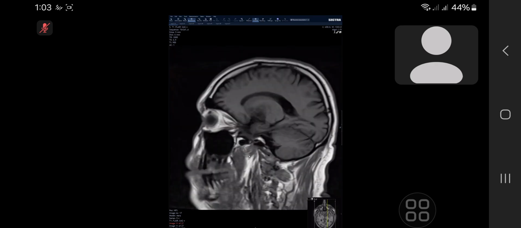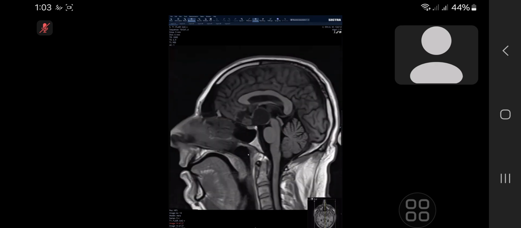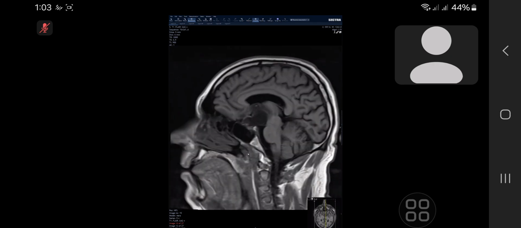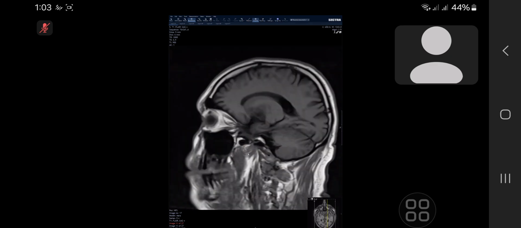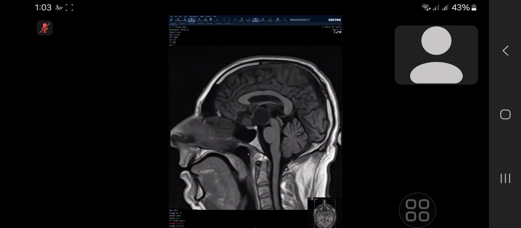Again, there is a mass centered in the suprasellar area, mainly a hypointense signal on T1 with an anterior solid component seen anteriorly. The pituitary gland is seen separate from the mass. The mass is... can we move more? Yes, please. Is it pushing the floor of the third ventricle, or is it extending down from the third ventricle?